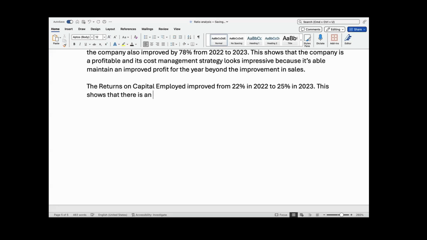there is an improvement in the amount of profits that the company generates from the capital invested by the owners.